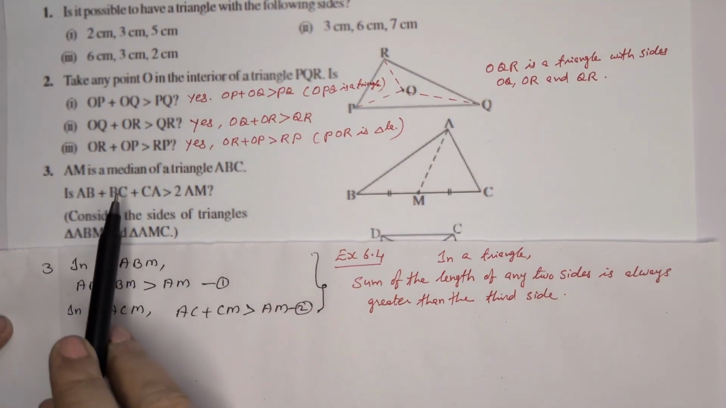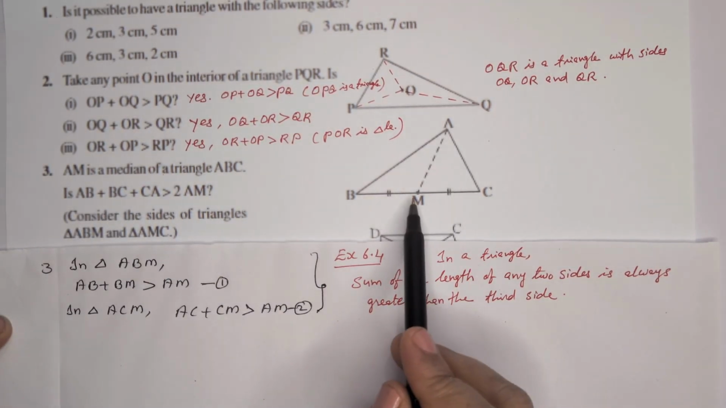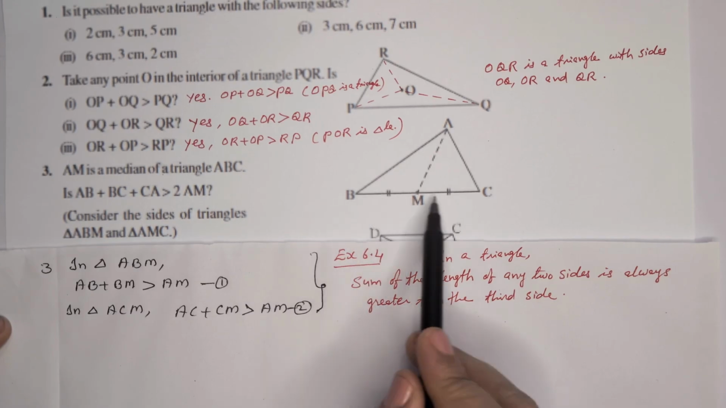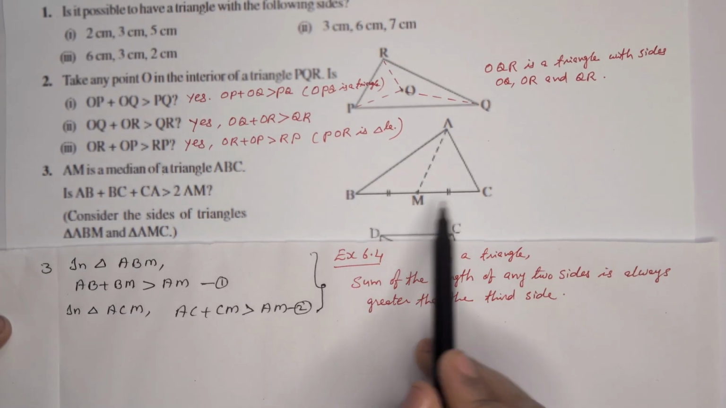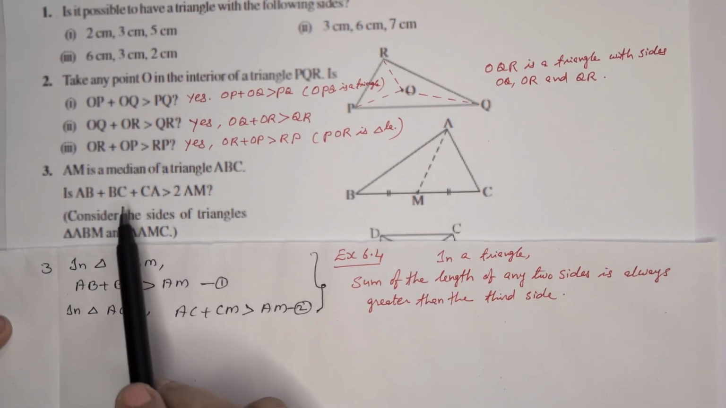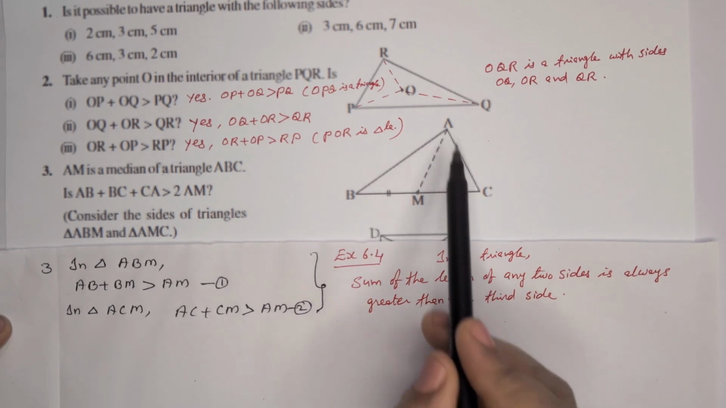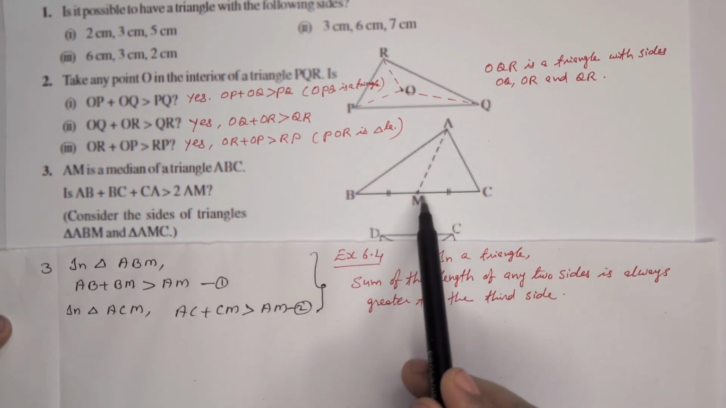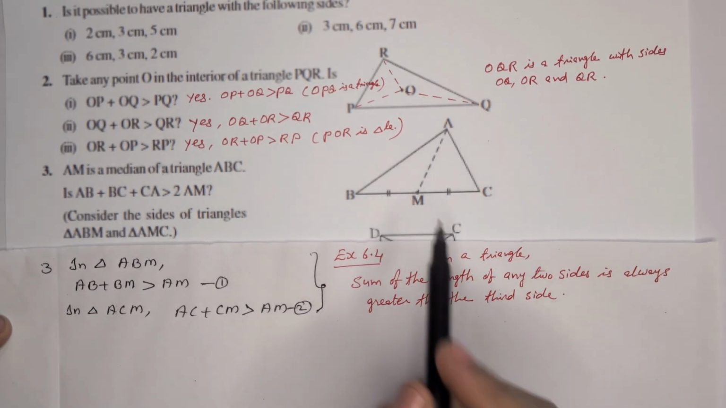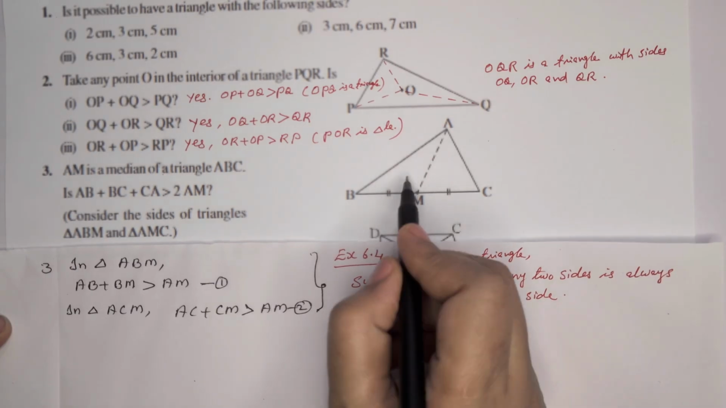Third question, AM is a median of the triangle, which means M is the midpoint of BC. BM is equal to CM. Is AB plus BC plus CA greater than 2AM? So first we are considering this triangle.